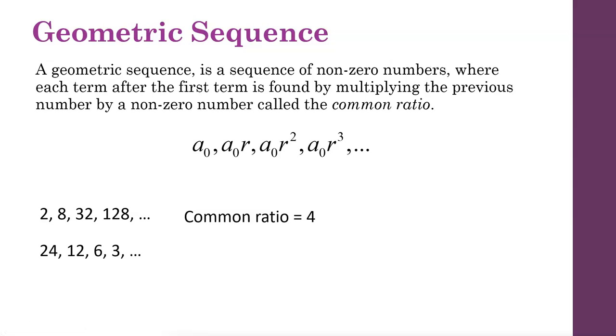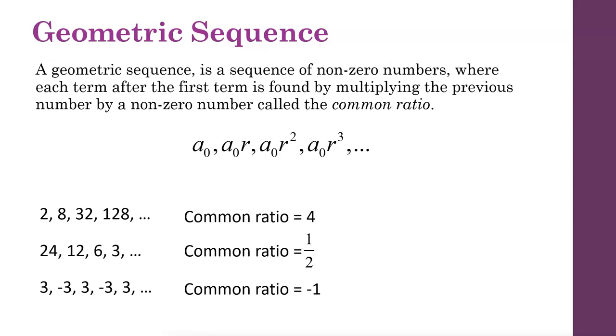Here is another example where the terms actually get smaller, and we can see what the common ratio is again by dividing each term by the previous term. 12 divided by 24 is a half. 6 divided by 12 is 1/2, and so on. So the common ratio is 1/2. And here is a third example where our terms just alternate in sign: 3, -3, 3, -3, and so on. And in this case, the common ratio is -1.